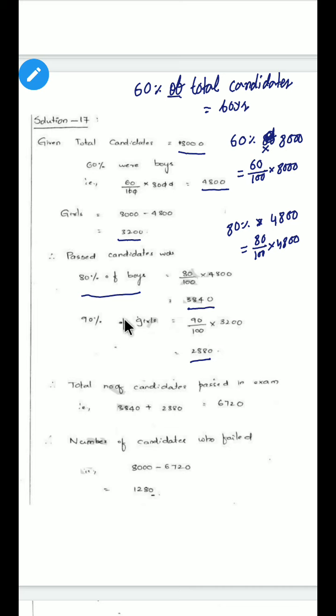Now how many total candidates passed in the examination? You have to add this and this, and you will get 6,720 students passed. Here it is asking you to find the number of candidates who failed. The total number of candidates is 8,000 and this many passed, so how many failed? Just subtract it, you will get the answer. Now go to the next problem.